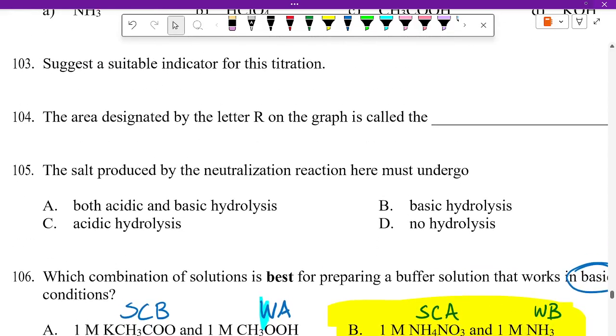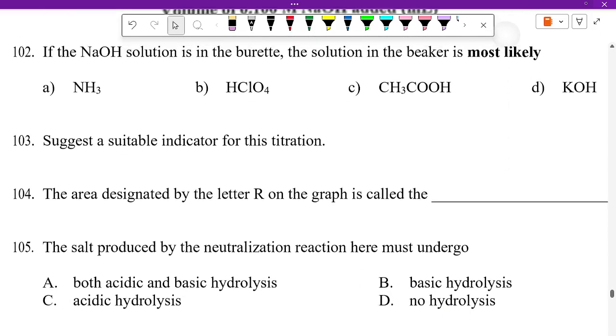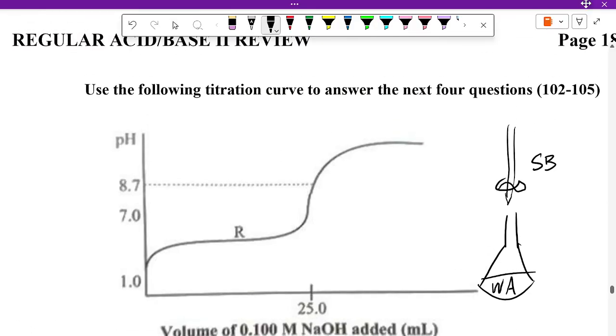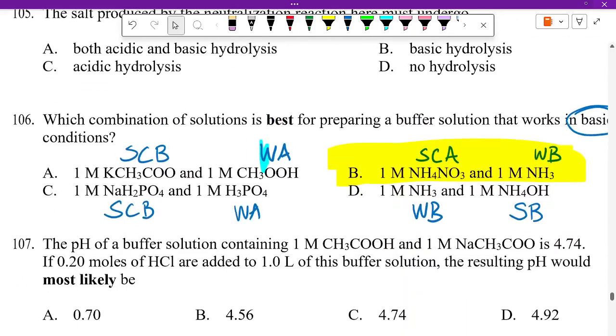Now, 105. The salt produced by neutralization reaction here must undergo, and we're being asked what type of hydrolysis. So we can see that at the equivalence point, the pH is greater than 7. So whatever salt we got must be undergoing basic hydrolysis. So that's 105.